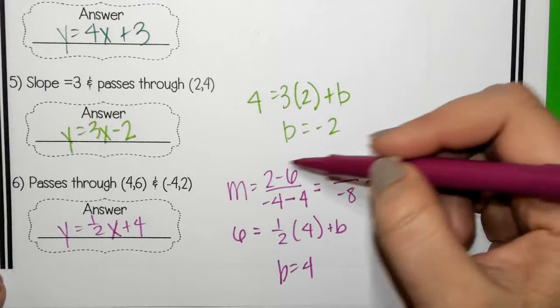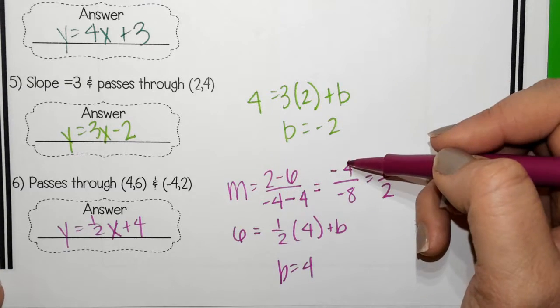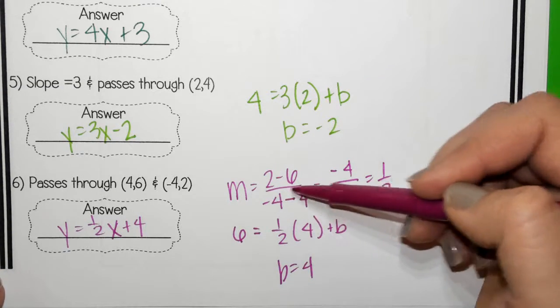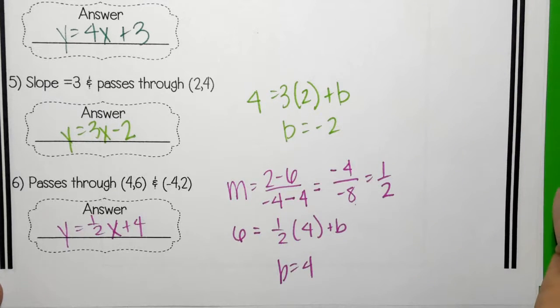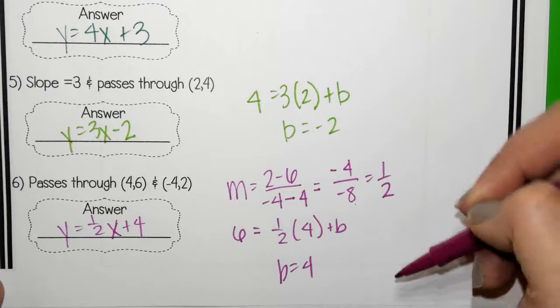Okay, well, 2 minus 6 is negative 4, right? And negative 4 minus 4 is negative 8. And a negative divided by a negative is a positive. So then you get positive 1/2.